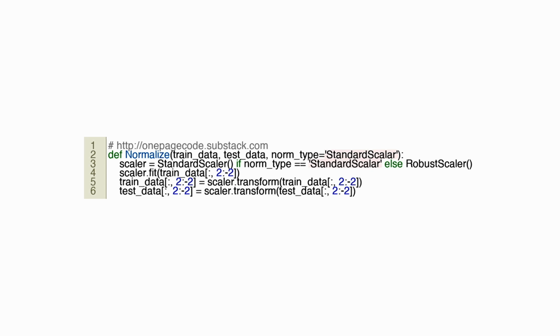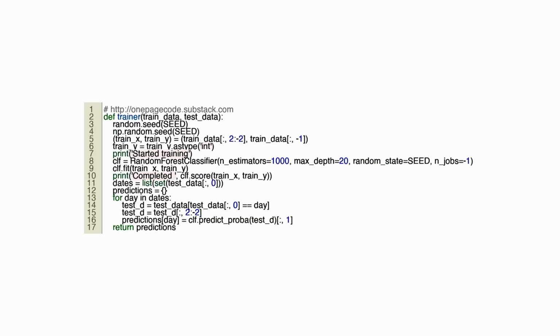This helps in making the data more standardized and can improve the performance of certain algorithms. This code first defines a trainer function with two parameters, train data and test data. The function then sets a random seed and uses it to generate random numbers for reproducibility.